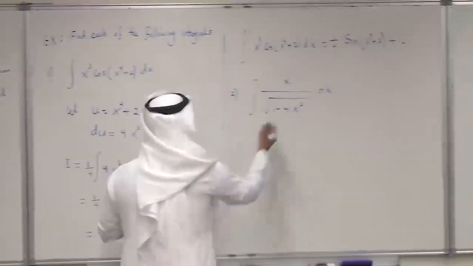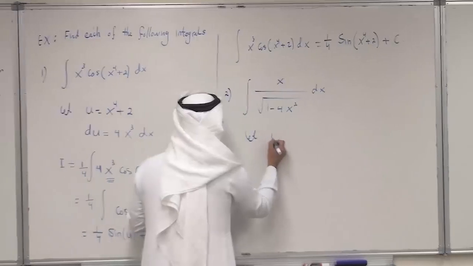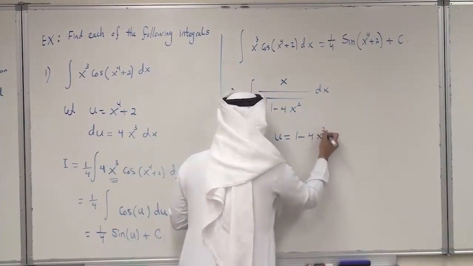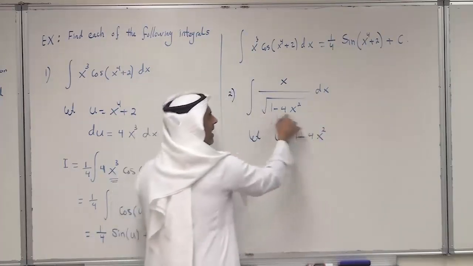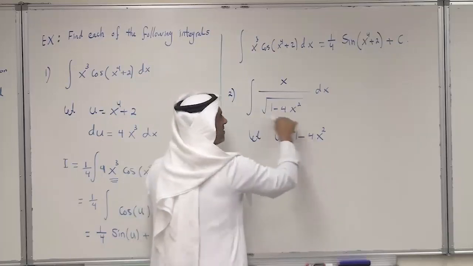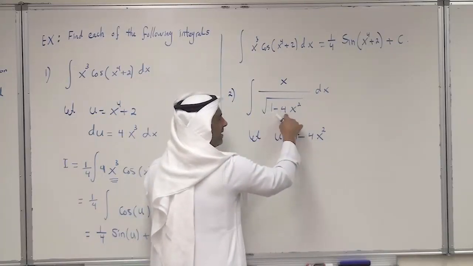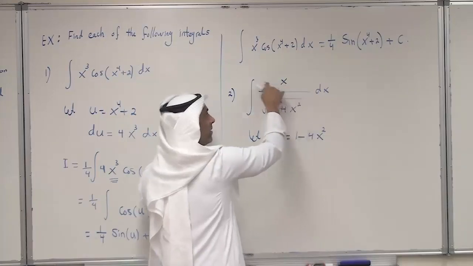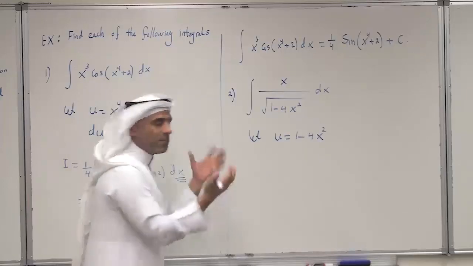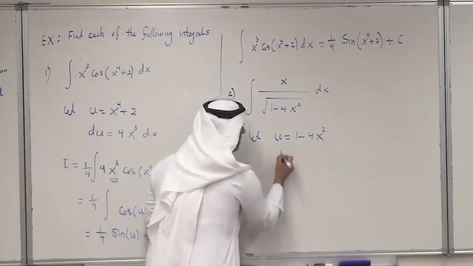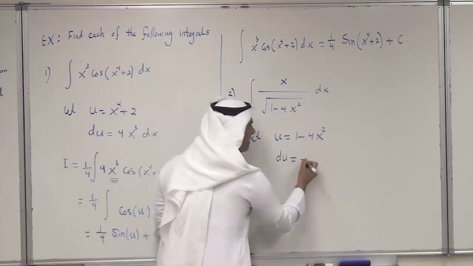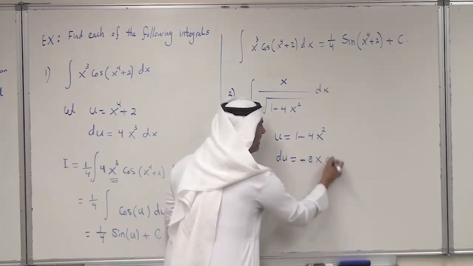Okay, a clear one here, we can say that let u equal to 1 minus 4x squared. Why? I'm thinking like this, because I have the derivative of this, or a constant multiple of the derivative. The derivative of this function is minus 8 multiplied by x. I have x here, so I can easily multiply by minus 8, divide by minus 8, so things will be smooth. Okay, what is the differential du equal to? Du is the derivative of this, that is minus 8x dx.